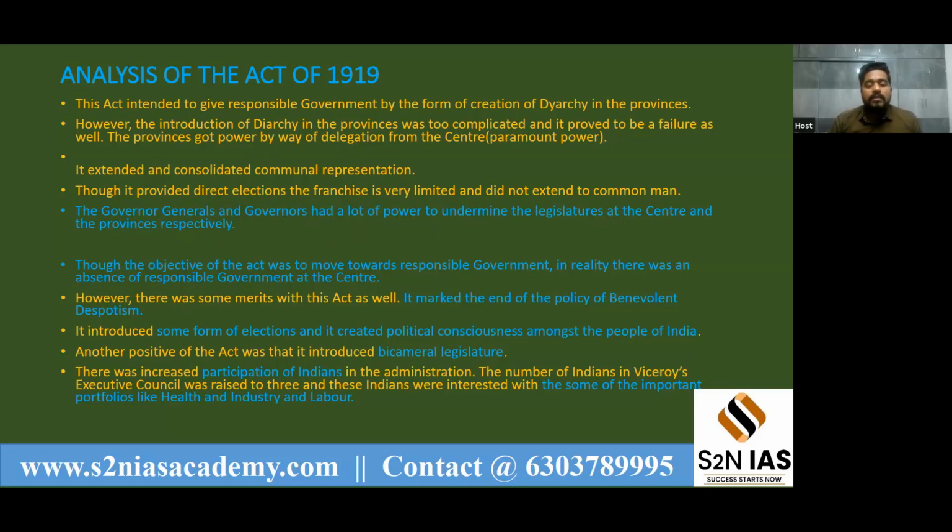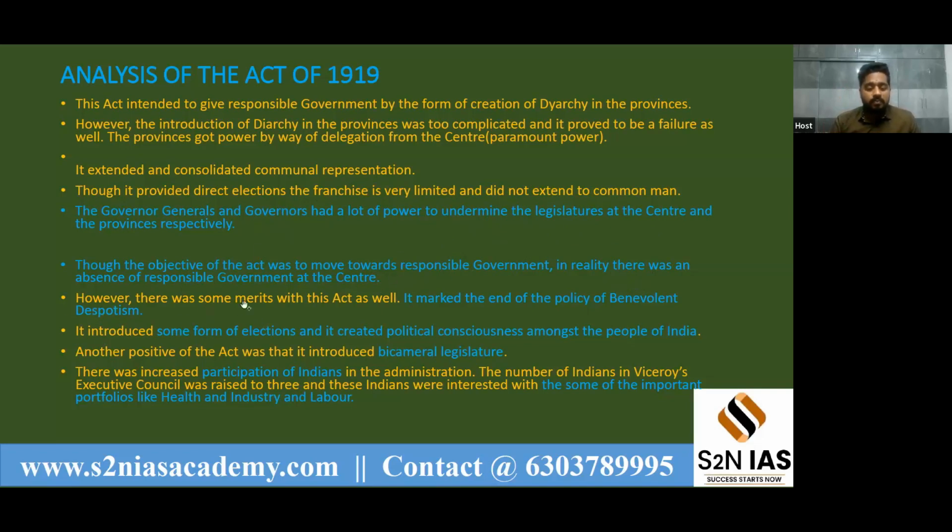Though the objective of the act was to move towards responsible government, in reality there was an absence of responsible government at the center. It is quite clear that responsible government and democratic government were only in name, on paper, but in reality, monarchy, dominance, racism, and the superior thinking of the white man were the reality.